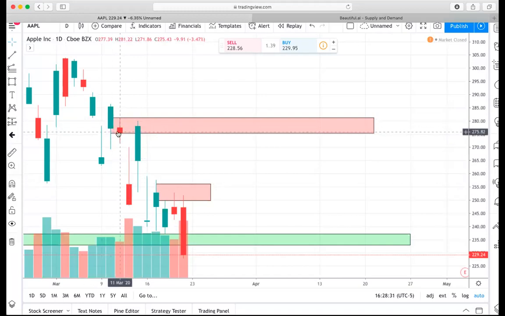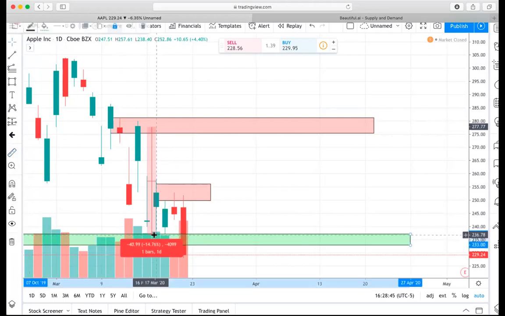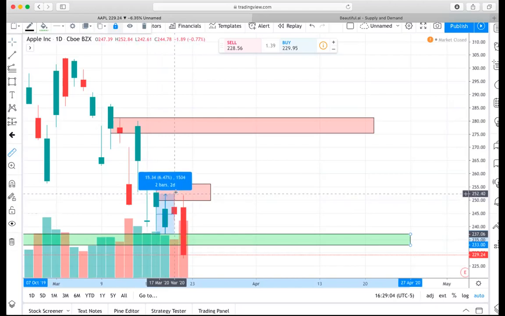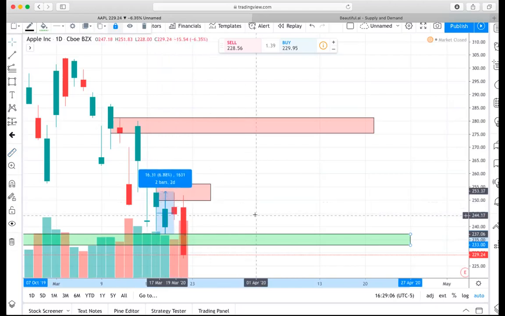So that creates this daily area, creates a supply zone. You don't have to chase price, let it come back to test. It comes back, tests here, drops all the way down. And from this zone, you get a $41 drop in Apple in a day, 2 days. Comes down, touches demand at 237. As soon as it touches it to the tick, it goes right back up. So right there, you get a little bit less than a $16 move, it looks like.